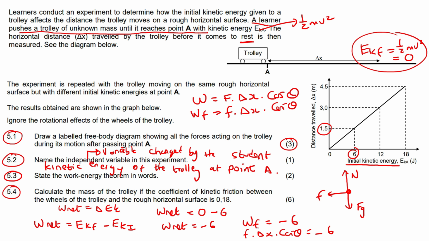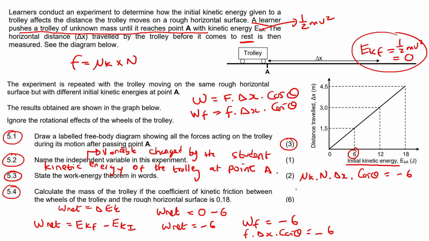Okay. And now I know that friction is equal to the coefficient multiplied by the normal force. So I could say coefficient multiplied by the normal force, multiplied by the displacement, which we do have, multiplied by the cos of theta, which will be easy to figure out, and then that's all going to be equal to -6. Okay, so the coefficient is 0.18. Normal force is normally just mass times gravity, but we don't know what the mass is, so we're just going to say mass times 9.8. We know the displacement is 1.5.